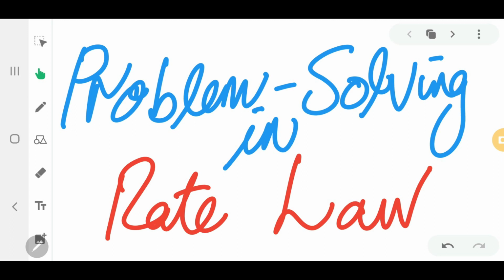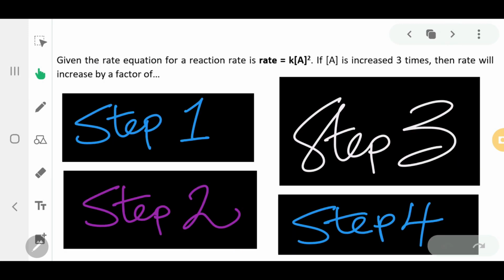Hi, in this STR8CHEM session, I'm going to walk through some problems in rate law. Let's have a look at the first question.